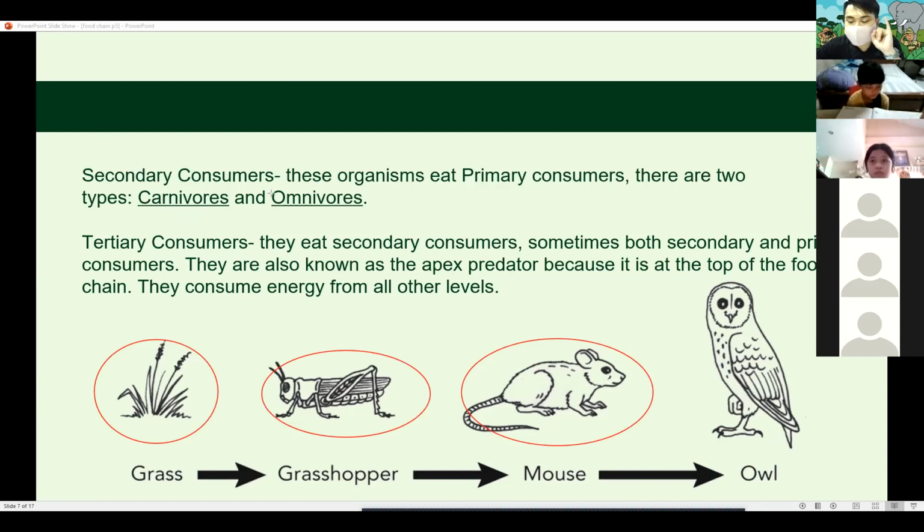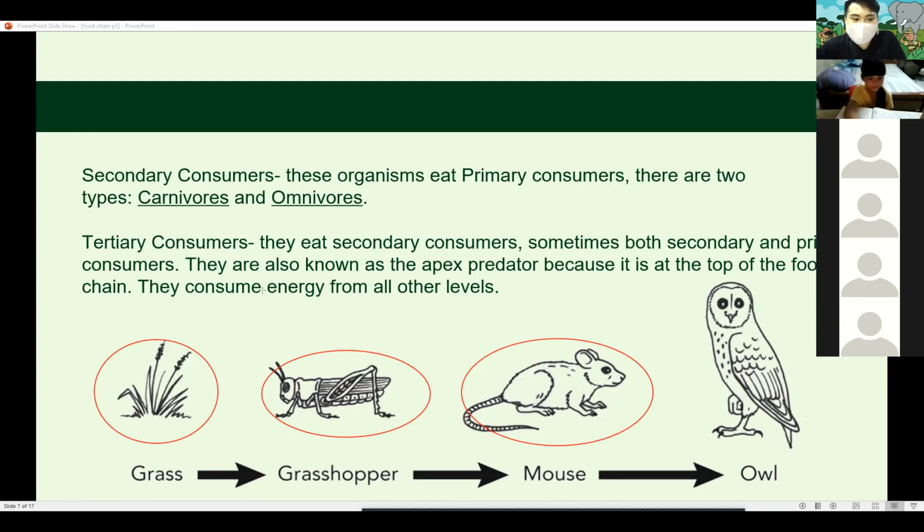How about the omnivores? Omnivores, they eat both plants and animals. Okay, both plants and animals. So the same like this, the mouse can eat plants and animals, right? The mouse can eat corn. Corn is a plant, right? Or other vegetables. And then the mouse can eat the grasshopper also. Did you get it?